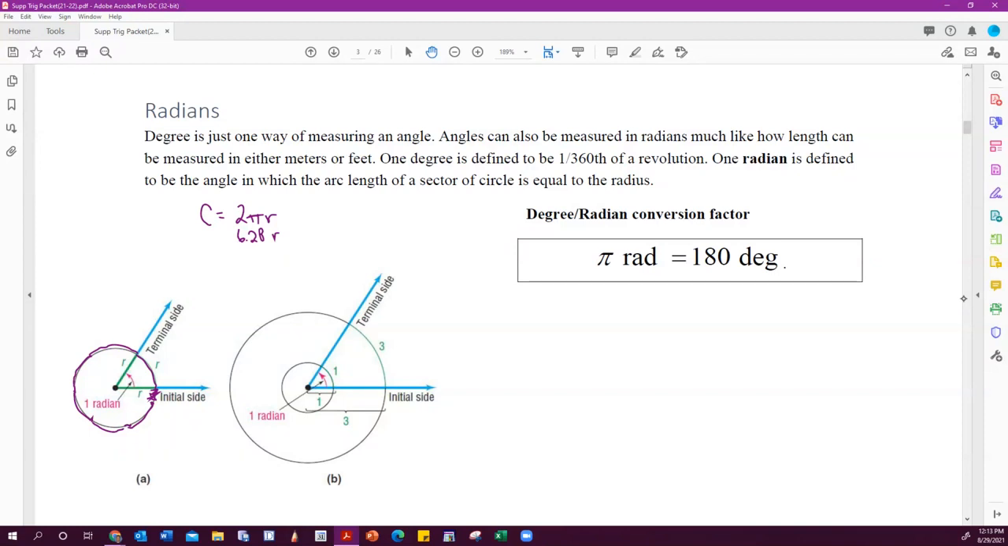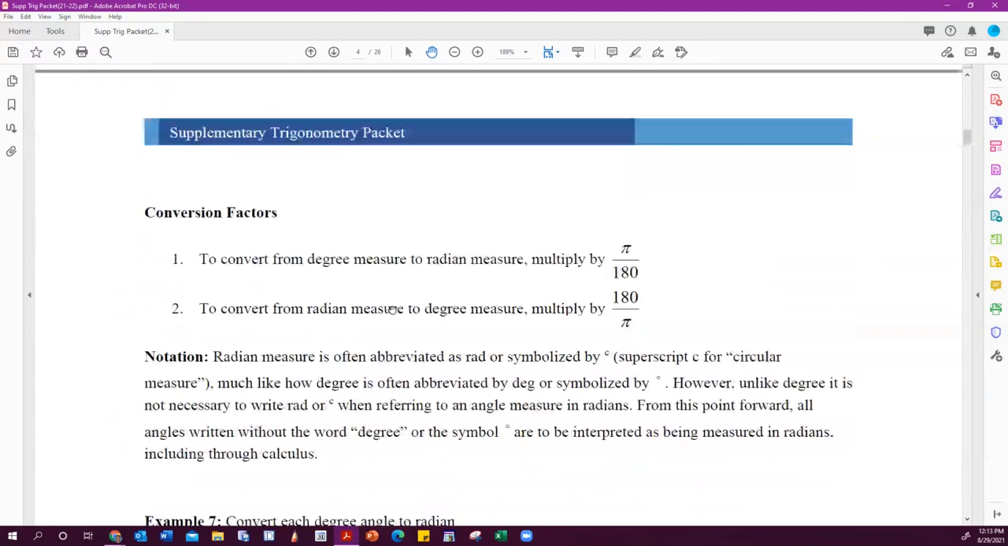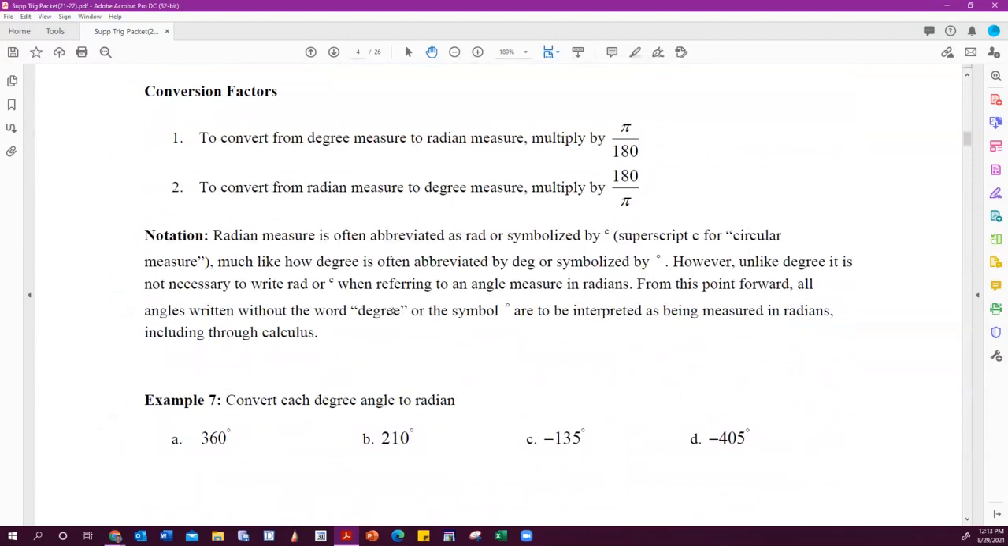So the conversion factor is pretty simple. It's pretty straightforward, because half of a circumference is pi, and half of a circle is 180 degrees. So 180 degrees is the same as pi radians. So the conversion factor to change degrees into radians is to multiply by pi over 180.